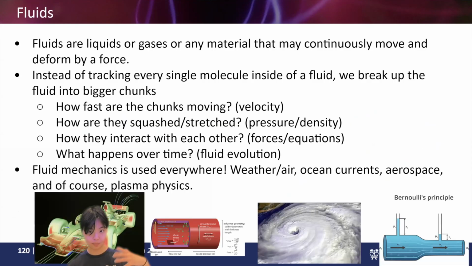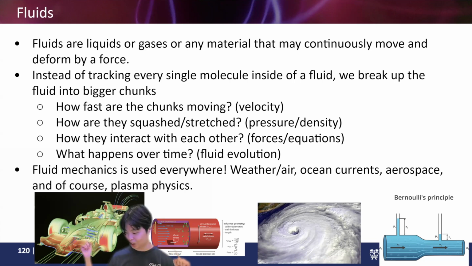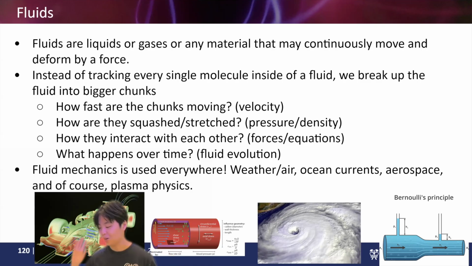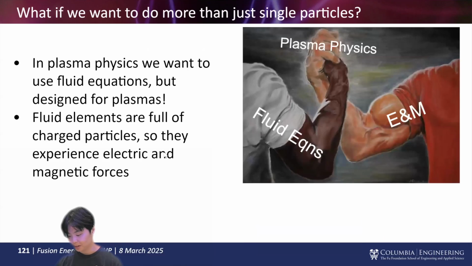So it's called fluid mechanics. And it's used everywhere. It's not just used in plasma physics. Weather. So how do you predict hurricanes and stuff? That's fluid mechanics. Ocean currents, aerospace. A lot of aerospace stuff is a lot of fluid mechanics. Even in medical, right? You can see like cardiology also uses fluid mechanics, which is pretty cool. And if you're an F1 head, this is fluid analysis, right? So fluid mechanics is a very important part of science and just a very good framework in studying fluids. So how do we do this in plasma physics?